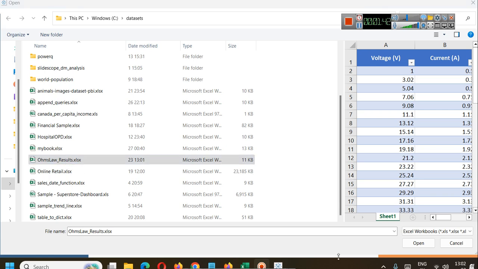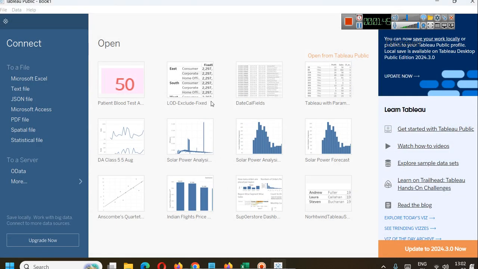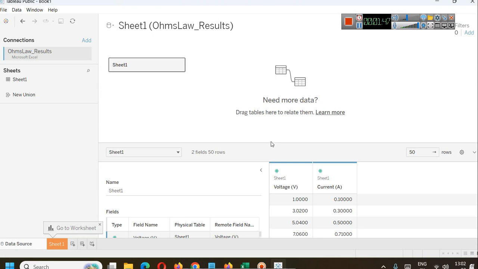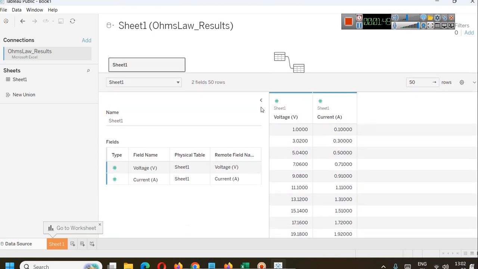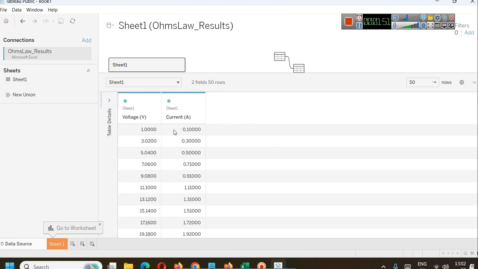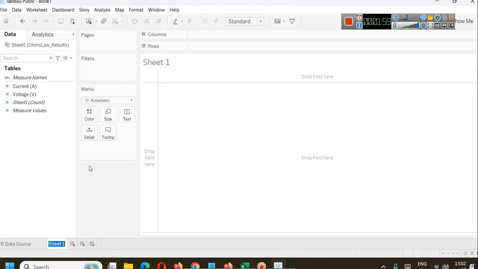So we have connected the Ohm's law results file to Tableau Public, and here you can see that both voltage and current values are numerical values. Now we will simply go to our sheet and call this sheet Ohm's law analysis or visualization, whatever you want to call it.